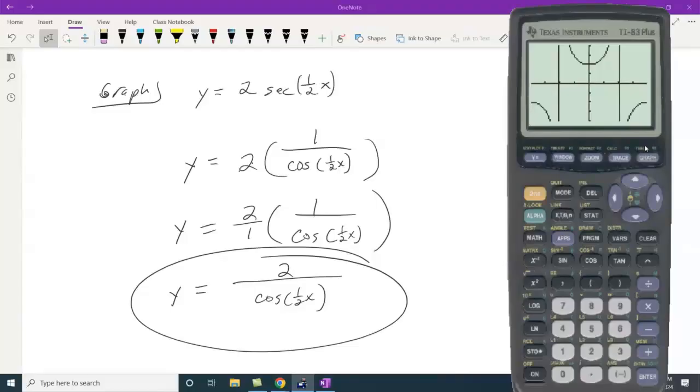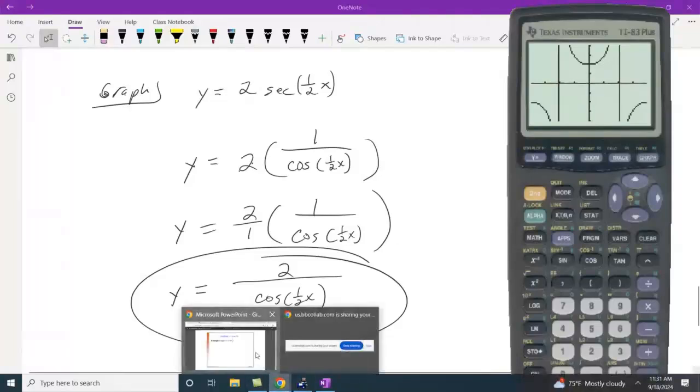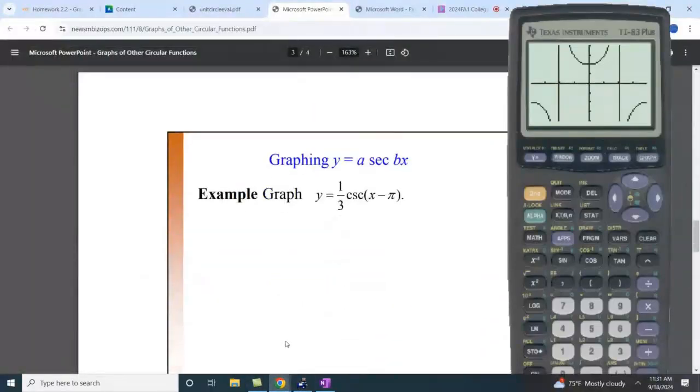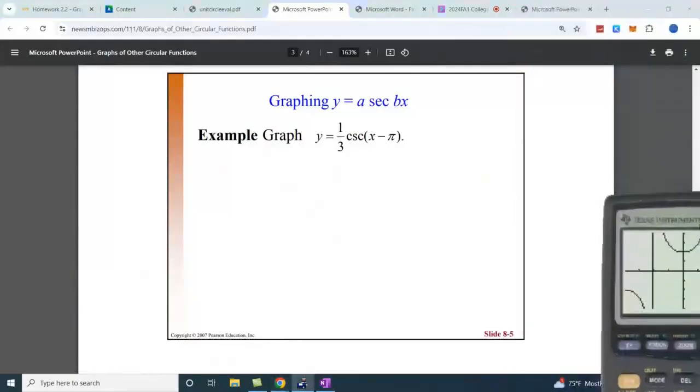So mainly in this section is just knowing how to put the equations into the calculator. So any questions about that first one? Okay, let's take a look at this one.